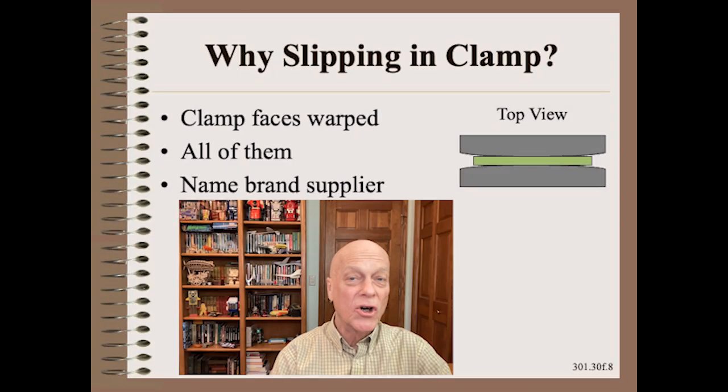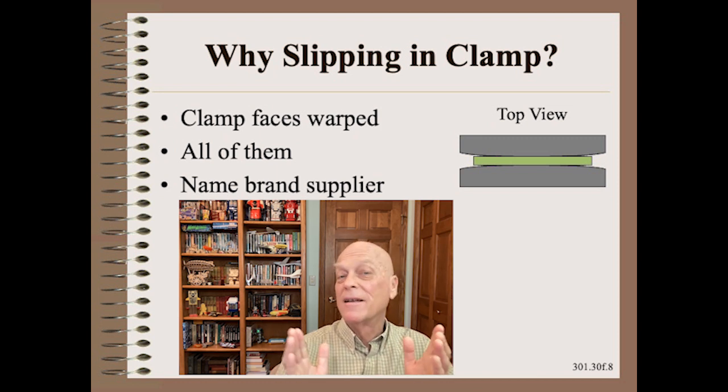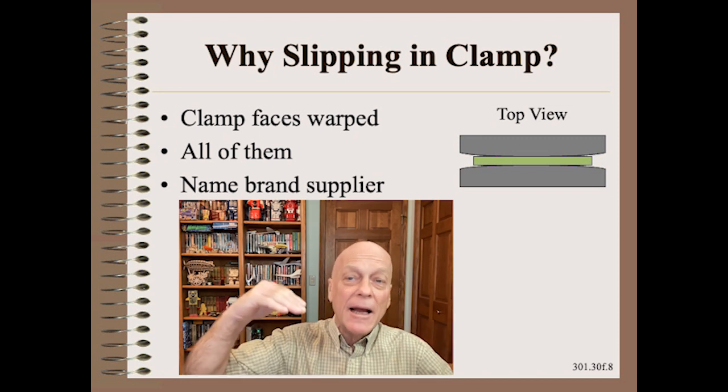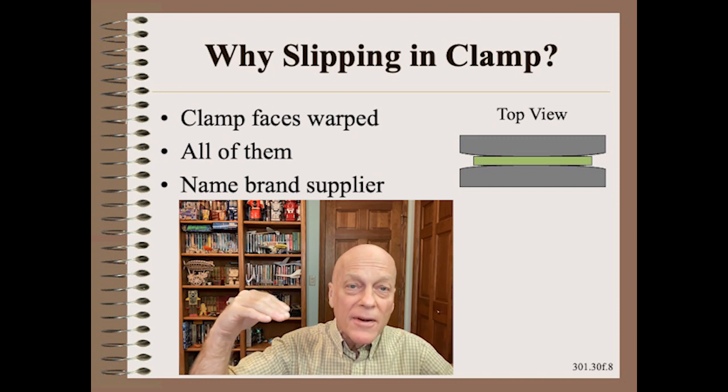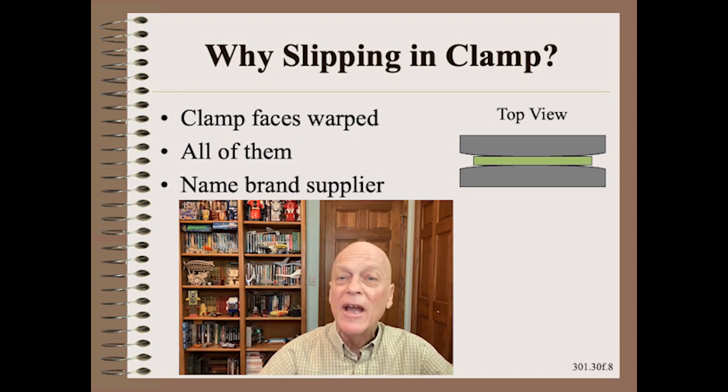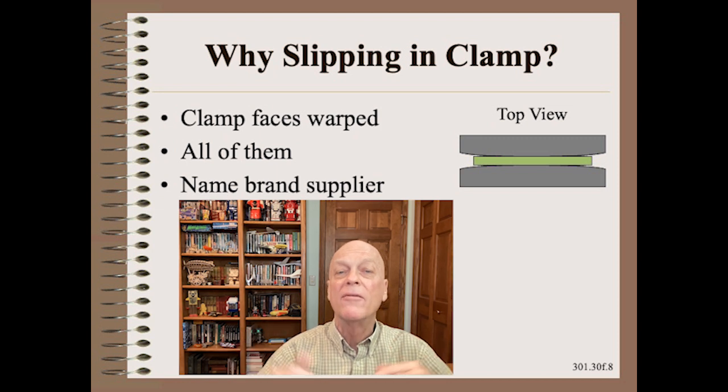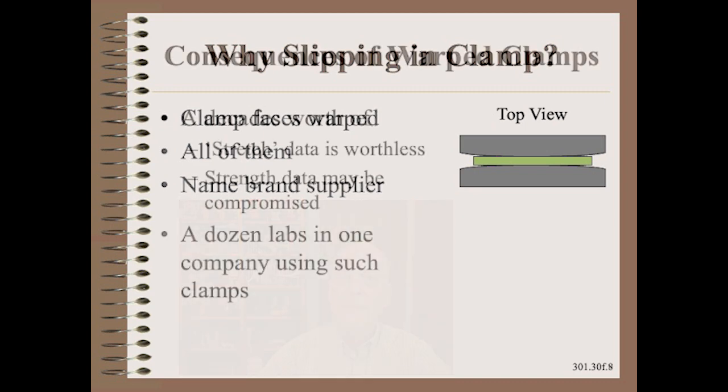To make a long story short, as all good storytellers should, I dug a little deeper and found that the clamp faces were warped. They had a convex shape so that the edge of the specimens were not clamped as well or at all with very thin webs. All of them. Every clamp from a name brand tensile testing machine supplier.